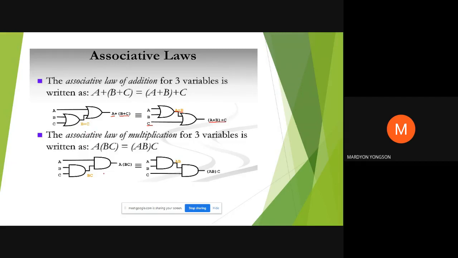And then, other example, we have here A for multiplication times BC. So, we have A and then we have other input na BC. So, A times BC equals to AB and then times C.